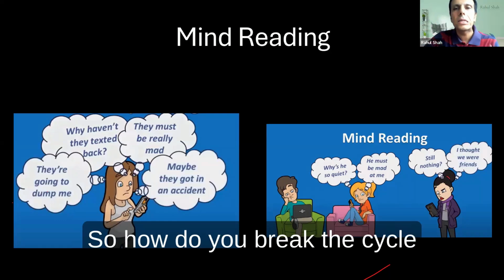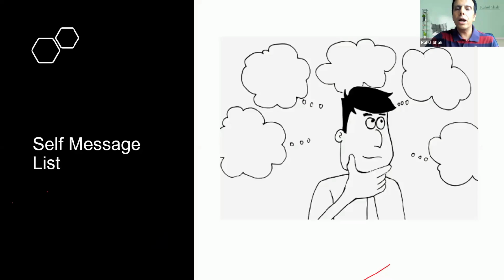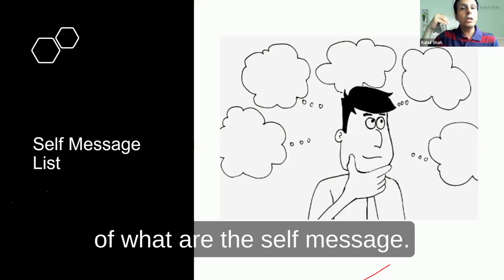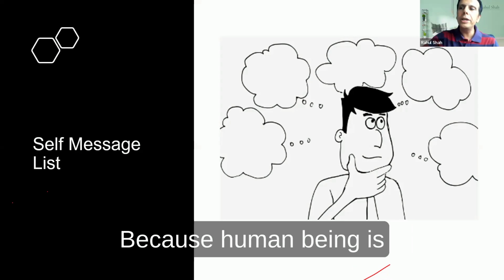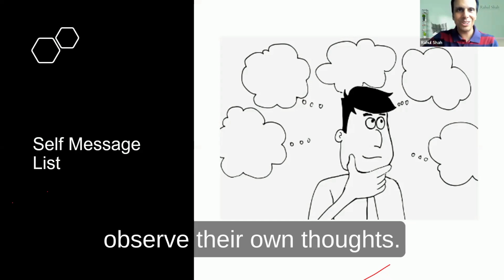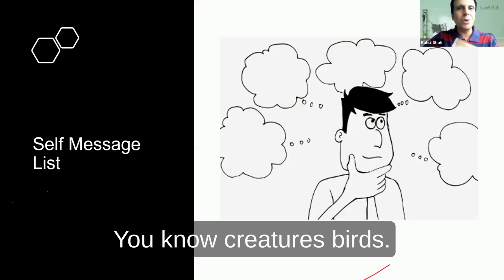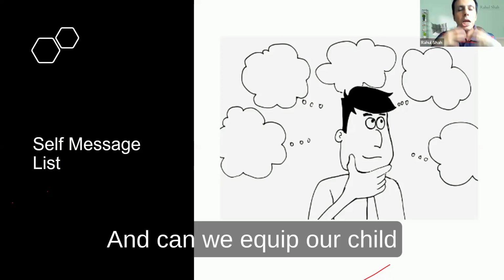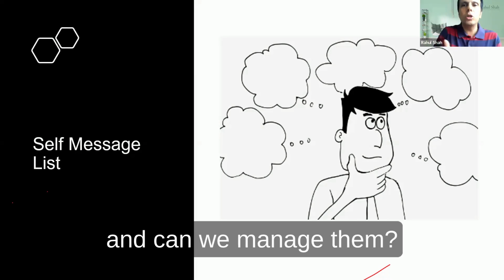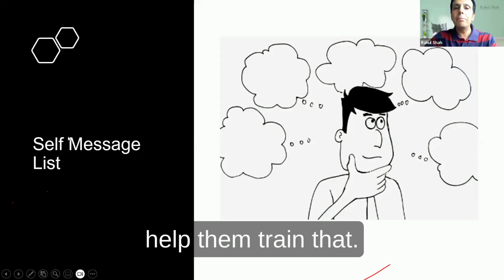So how do you break this cycle in helping them manage their self message? We do an activity on what the self message is, to tune into your self message, because a human being is the only creature which can observe their own thoughts. Other creatures can't, birds can't. Can we equip our child to understand what kind of thoughts we have, and can we manage them? The good news is we can manage it, and we help them train that.